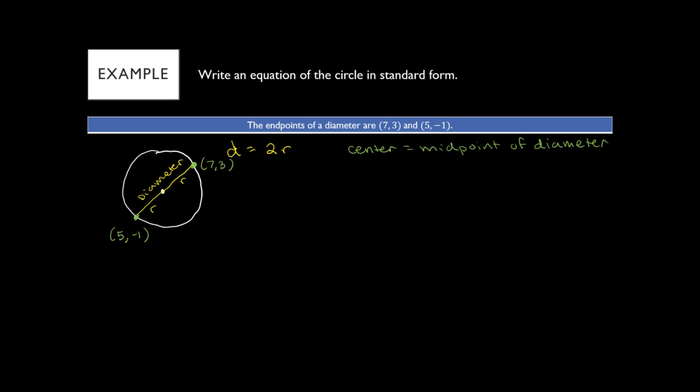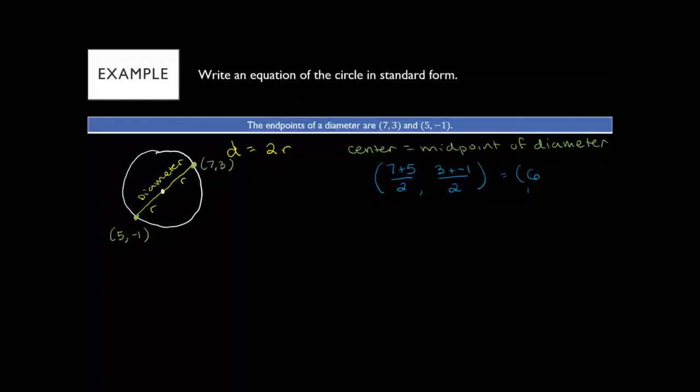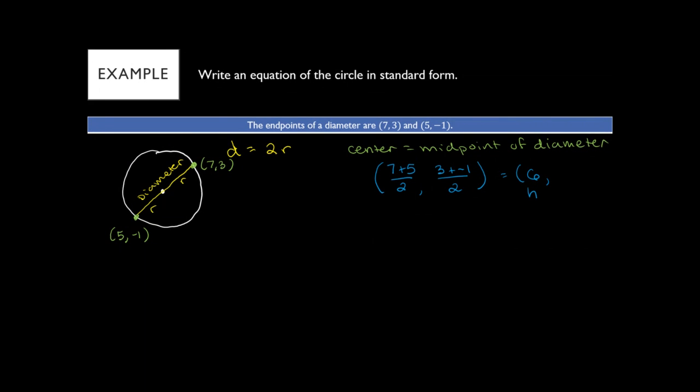So I'm going to find the center first because that is the easiest one to find. So it's 7 plus 5 divided by 2, and 3 plus -1 divided by 2. So 7 plus 5 is 12. 12 divided by 2 is 6. So h is going to be 6. Then 3 minus 1 is 2. 2 divided by 2 is 1. So k is equal to 1. So I found my center, and it's just the halfway point between our ordered pairs when you're given a diameter.